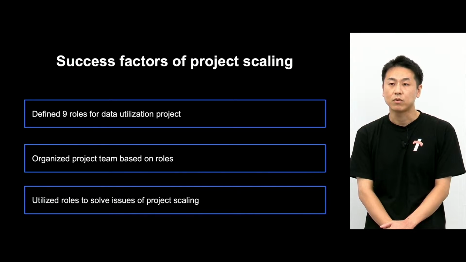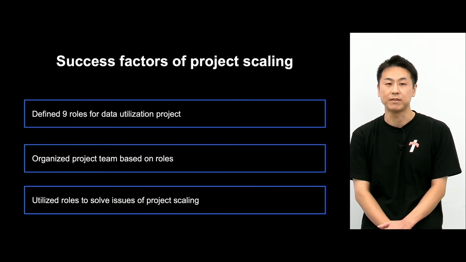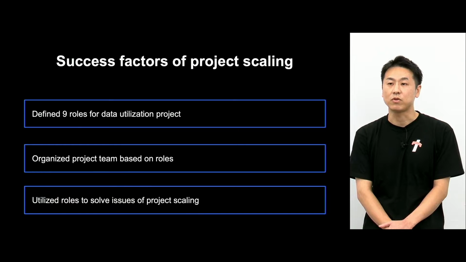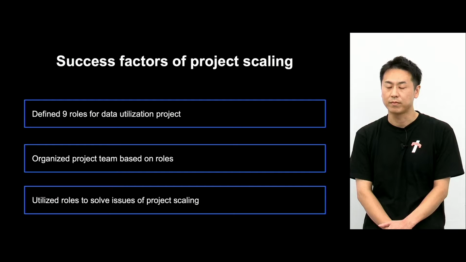So here are the success factors of project scaling. This is related to data utilization. We defined 9 roles for the data utilization project and also organized the project team based on the roles. And we also utilize the roles to solve the issues of project scaling. These are the reasons we were able to successfully pull off the project scaling.